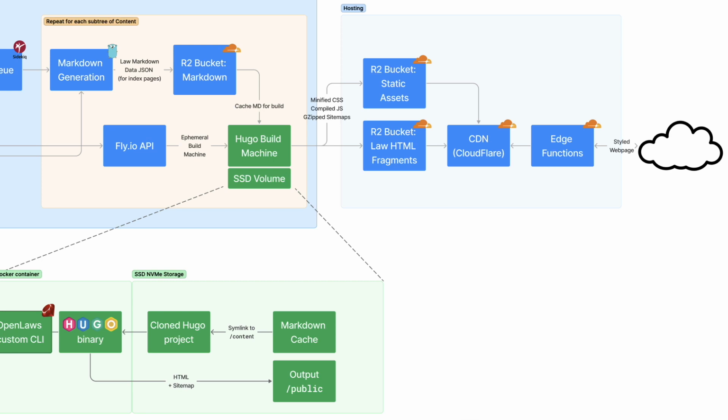In order to bring everything back together again, we use data JSON files that Hugo takes to build all of the top-level index files in order to reference all these subfolders of content. We pull in the minified CSS, the JavaScript, the gzip sitemaps, and then we generate the sitemap index file that references all those gzip files. We pull those into R2 buckets, into a static asset bucket, as well as an HTML fragment bucket for the laws. And then we get a little bit fancy here.